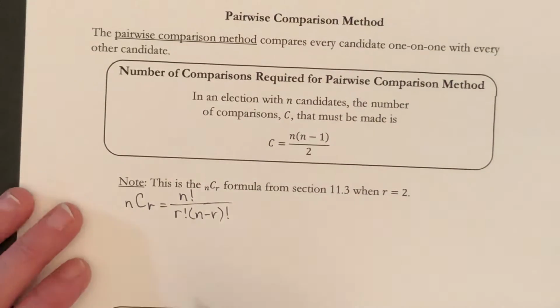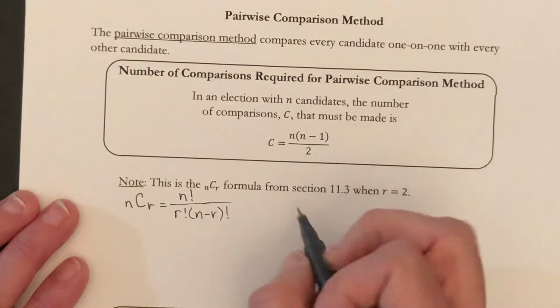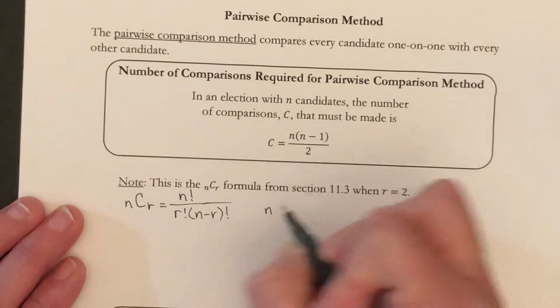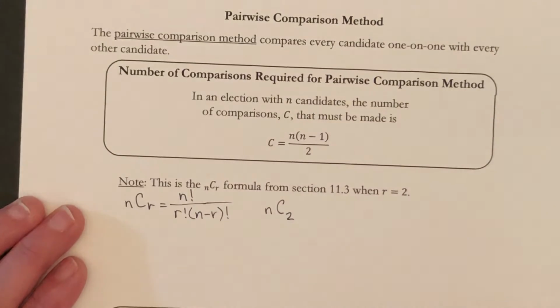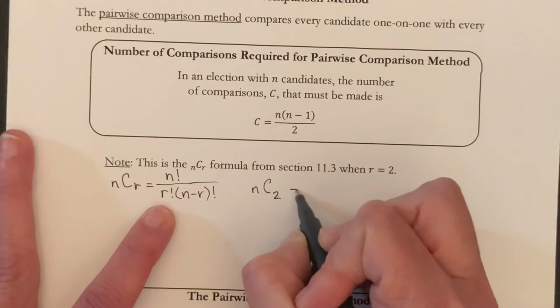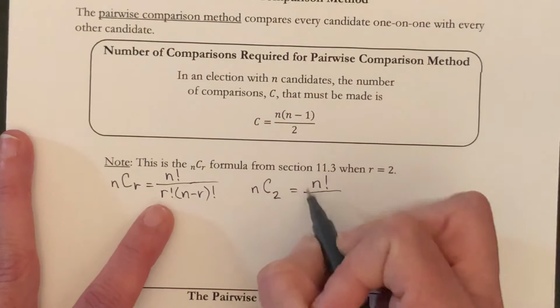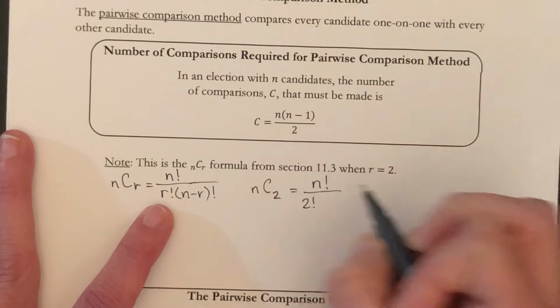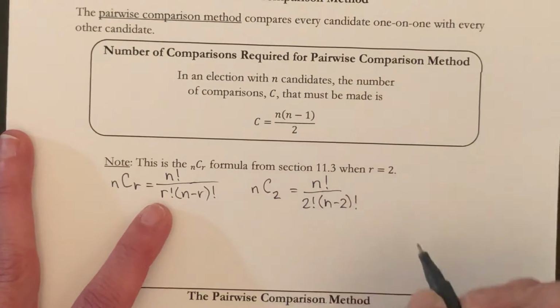Okay, and basically what this is doing is if we're taking them by pairs, for all the elements we have, we are taking them 2 at a time. So the number of comparisons using this formula would be n factorial over 2 factorial times n minus 2 factorial.